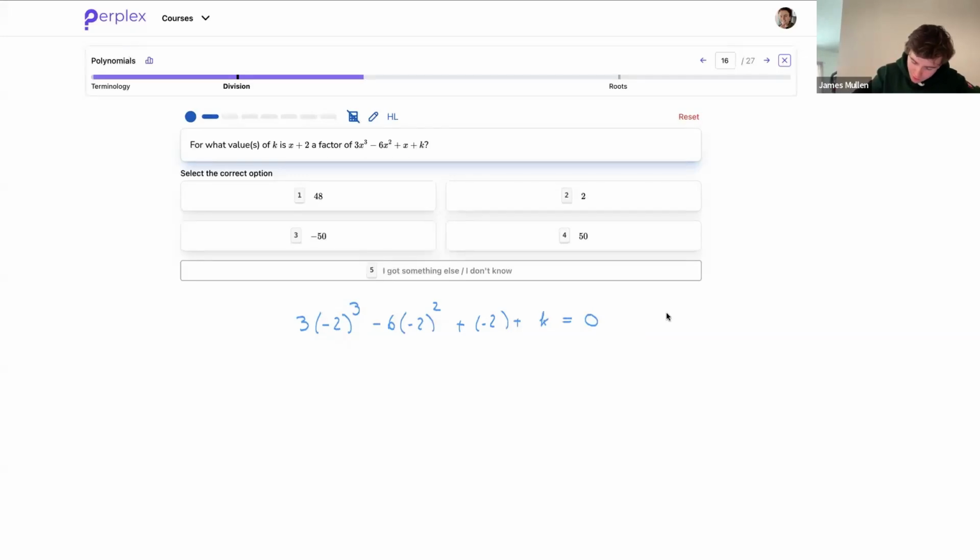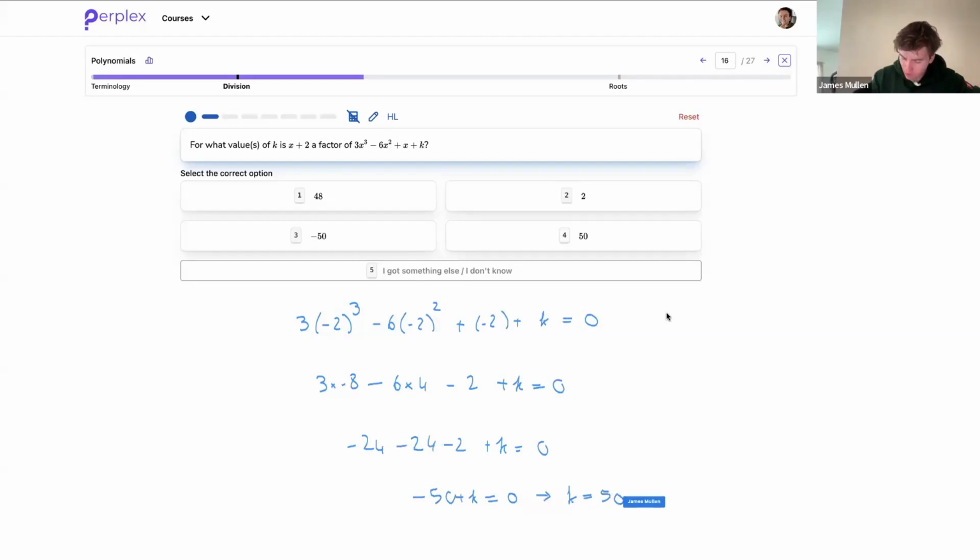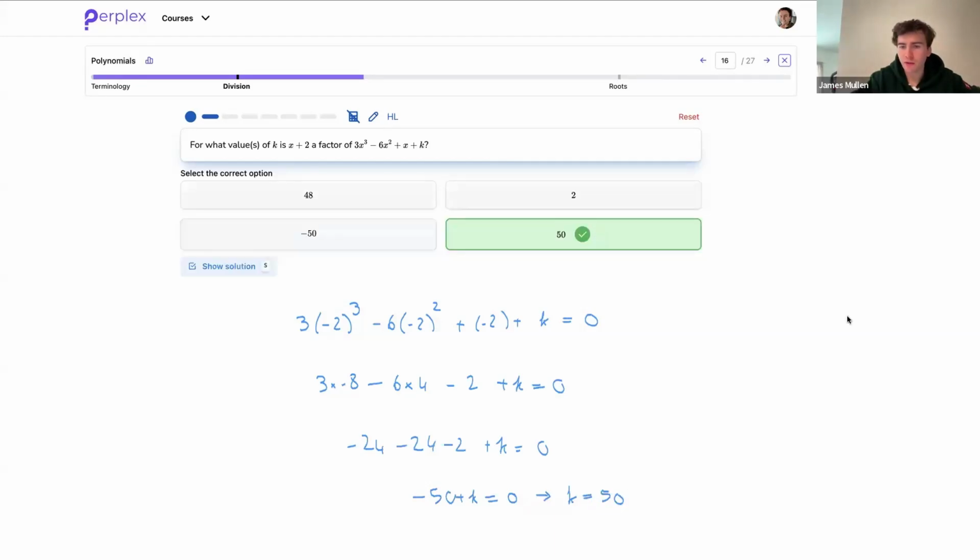Okay, negative 2 cubed is negative 8, so 3 times negative 8. And then negative 2 squared is 4, so minus 6 times 4 minus 2 plus k is equal to 0. And let's evaluate everything I can. I have negative 24 here, negative 24 again, minus 2 plus k is equal to 0. So negative 50 plus k is equal to 0, which means that k is equal to 50. All right, and let's plug that in. k is equal to 50.